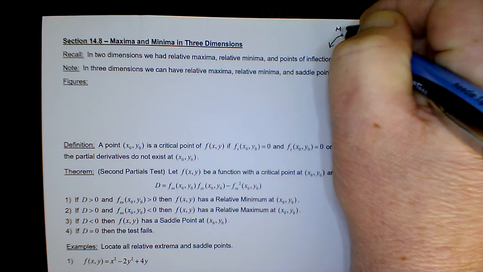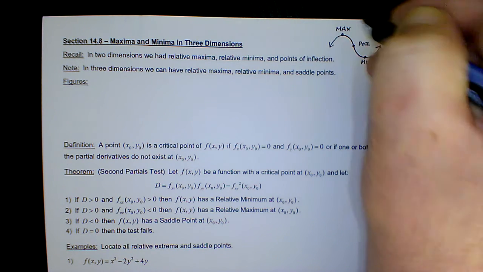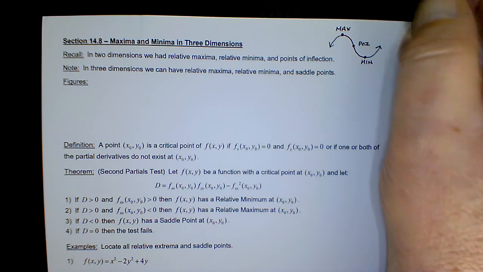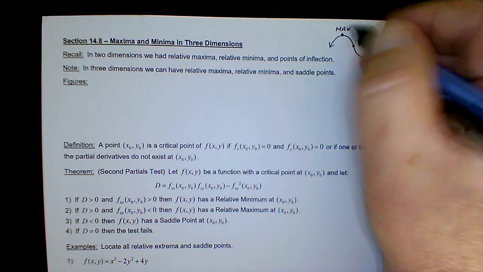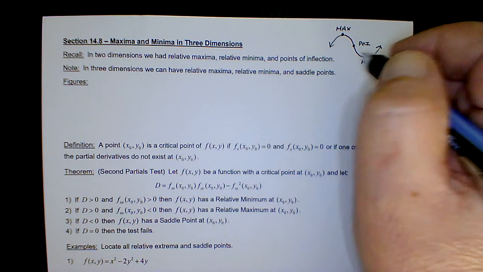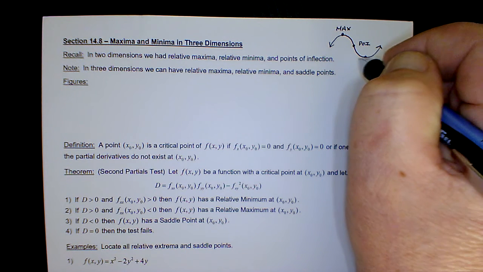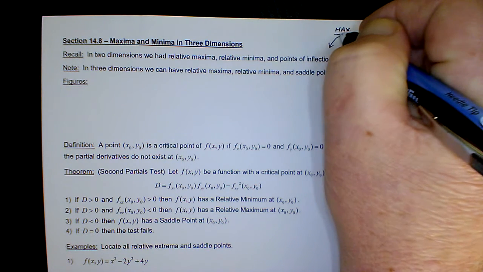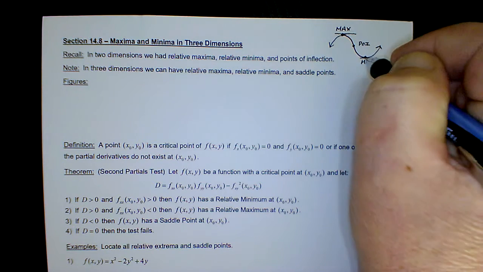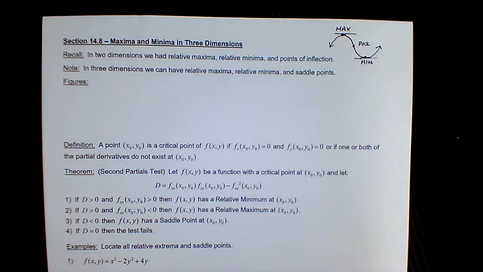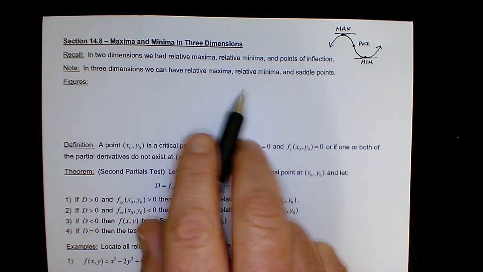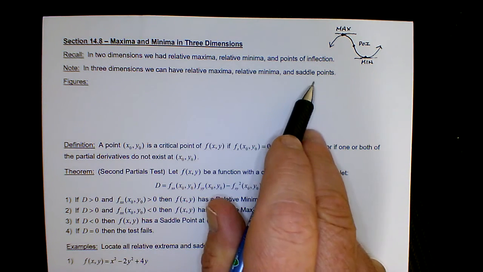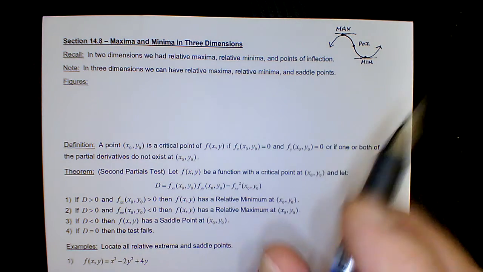We say relative max, relative min, because there could be extreme values that are higher than the relative maximum. But notice that the first derivative, which is our tangent line, is 0 for the relative mins and the relative max. So when we extend this to 3 dimensions, we still have relative maxes and mins, but then we have saddle points as well instead of points of inflection.